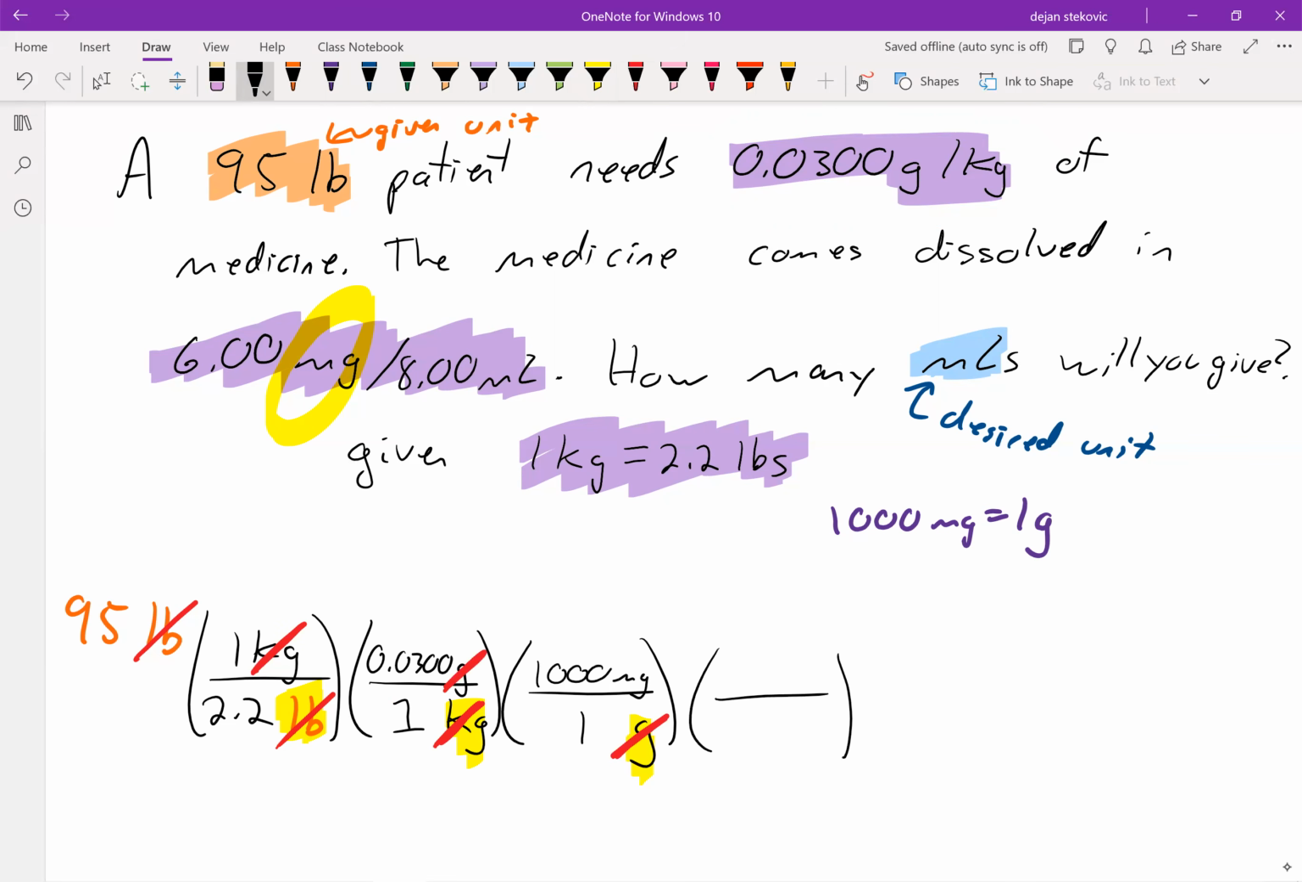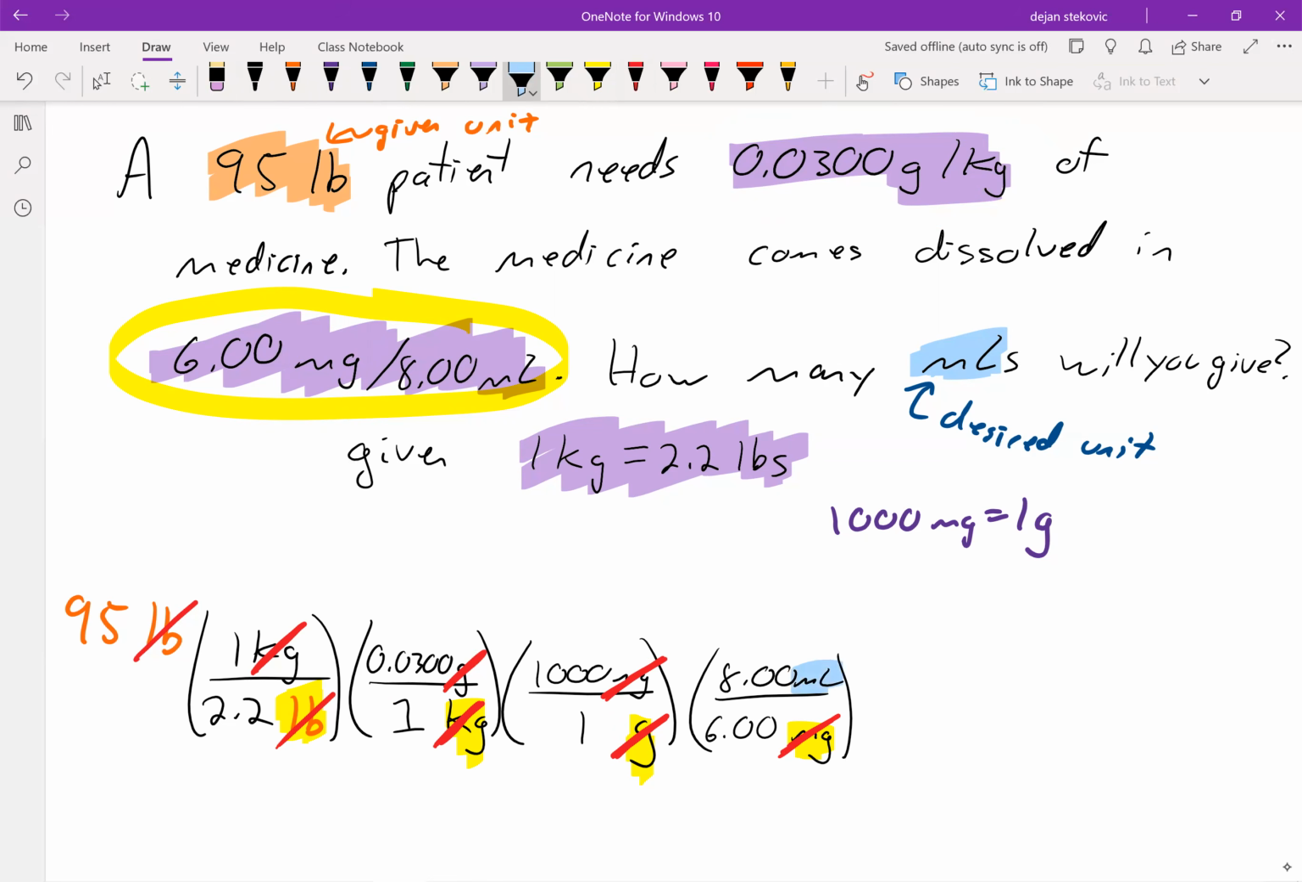Go to my next step. Again, I don't even have to think about it. I can just put milligrams instantly in that denominator. And then I look where else I have milligrams in my problem, and I got it right here. So in that one, we go 6.00 with the milligrams, and on the other side, we have 8.00 milliliters. And then I can cancel out milligrams with milligrams. And then I think about what unit I'm left with. I am left with milliliters, which is indeed our desired unit. So we can go ahead and just stop right there.